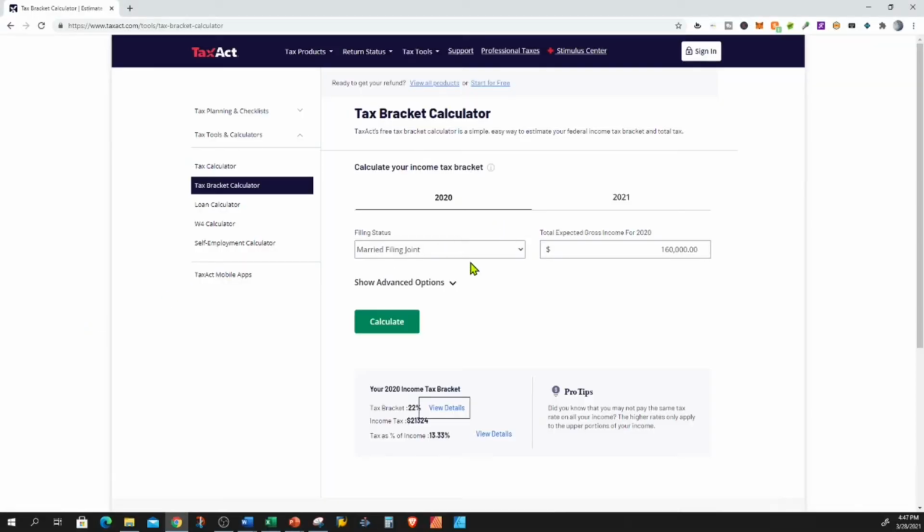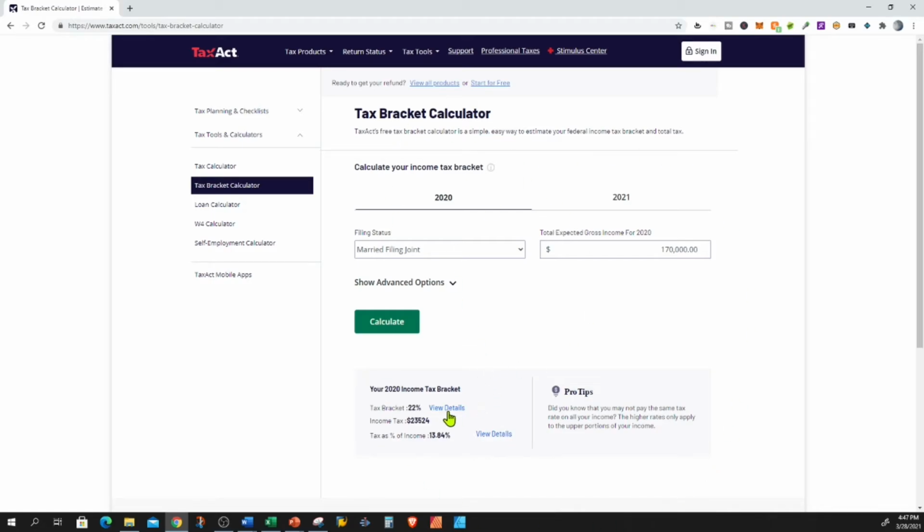So I have selected for example married filing jointly 160k. Let's make it 170 for example, and click on the calculator option. So it's showing the tax bracket is 22%, and you're paying 23,524 for the federal income tax. So that is your income calculator, that you can see your bracket.